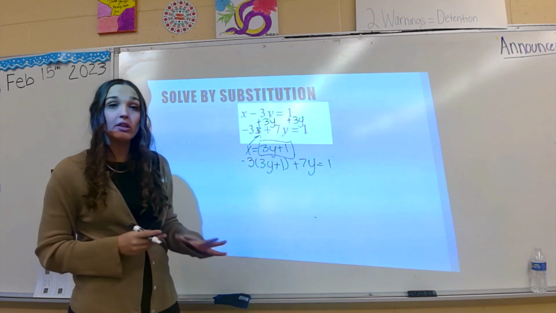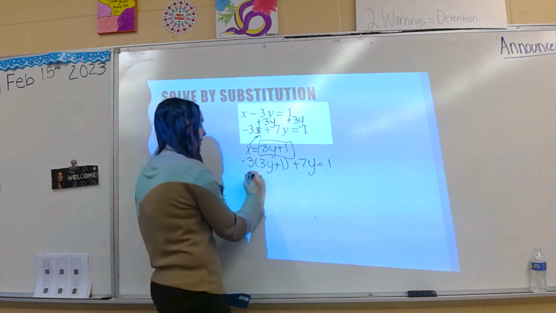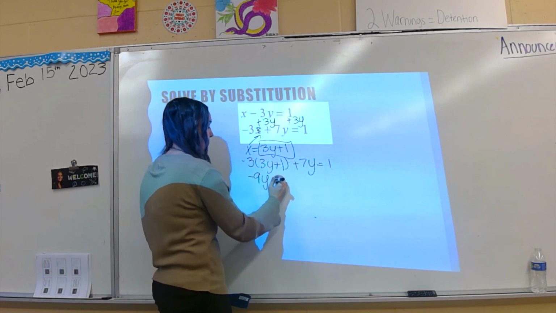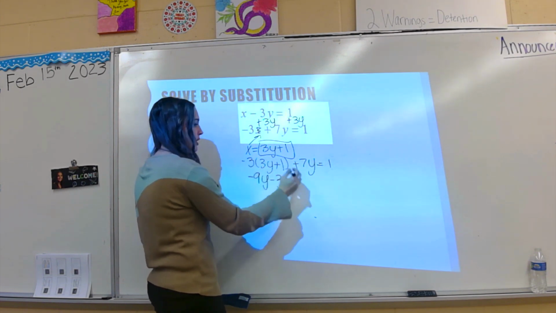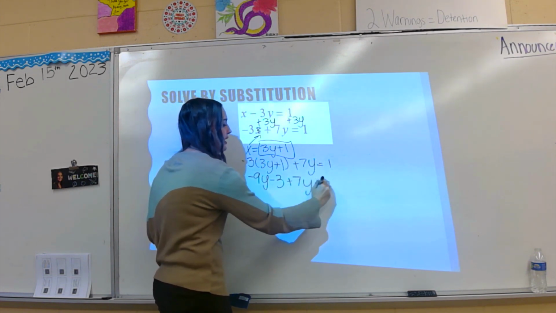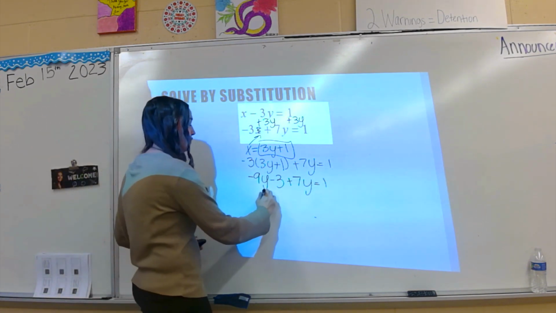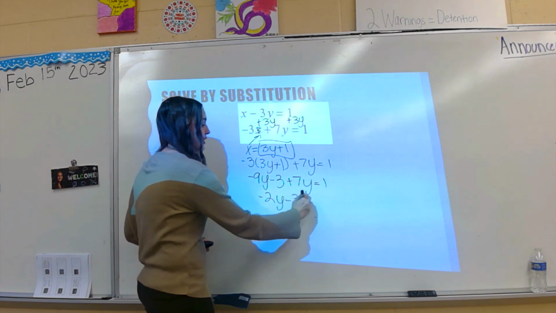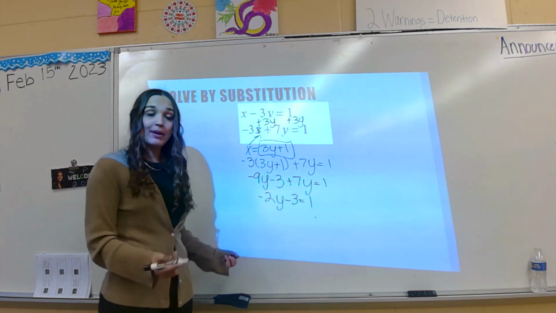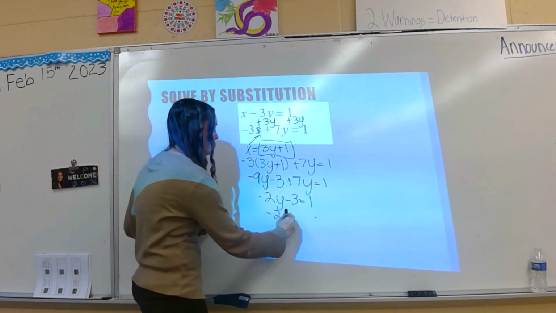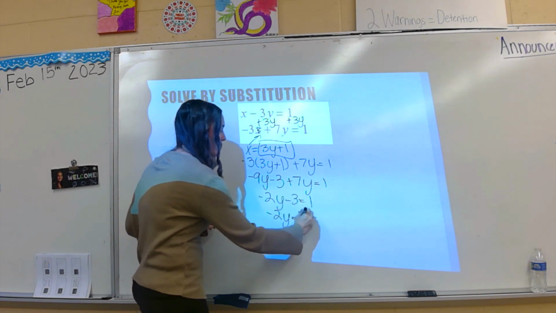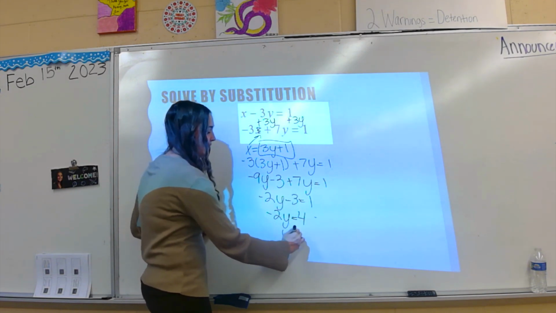Now I'm going to continue with my distribution. I get negative 9y minus 3 plus 7y equals 1. Combine my like terms, I get negative 2y minus 3 equals 1. Add my 3 to both sides, I get negative 2y equals 4. So my y is negative 2.